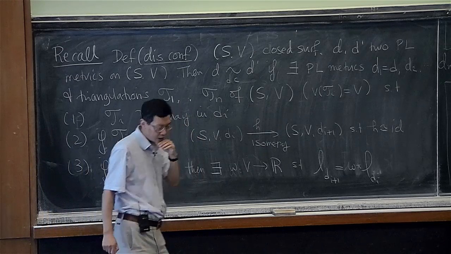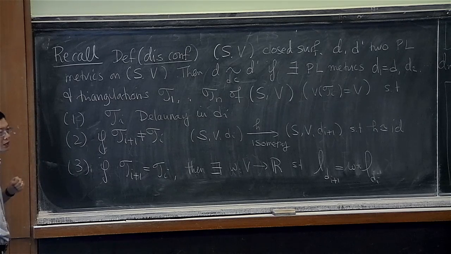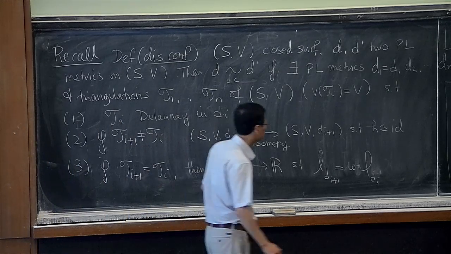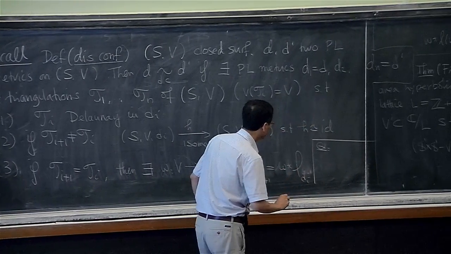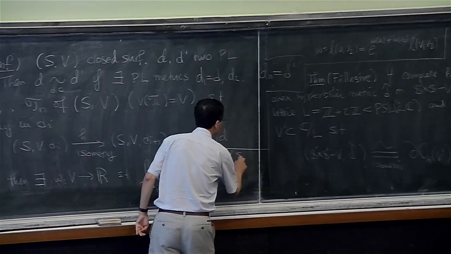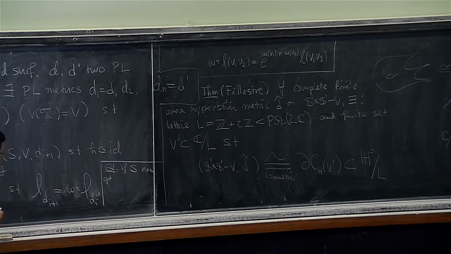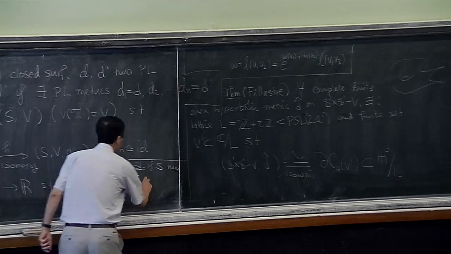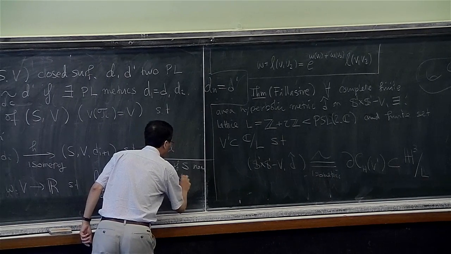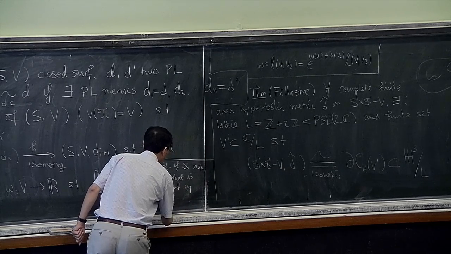This definition, by the way, so far works fine, but I had a hard time generalizing it to non-compact surfaces. So this is a question one may think about. If S is non-compact, and in this case we have a triangulation involving an infinite number of triangles, what should the analog be? So what is a discrete conformal equivalence of PL metrics?